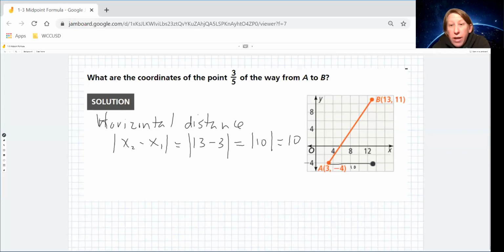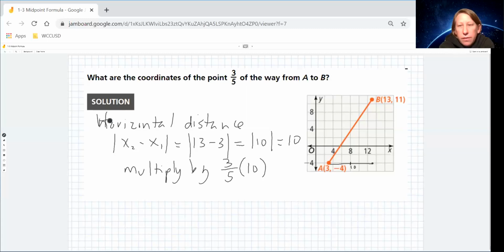Now I don't want all the way, and I don't want halfway. If I wanted halfway, I would know that I had to go 1, 2, 3, 4, 5. Halfway would be right here. But now I want 3/5 of the way. So the best way to do that is to multiply by 3/5. So we're going to do 3/5 times 10. I see that 10 is actually made of 5 times 2. Or I could do 3 times 10 is 30 divided by 5. What is that? 3 times 10, 30 divided by 5 is 6.